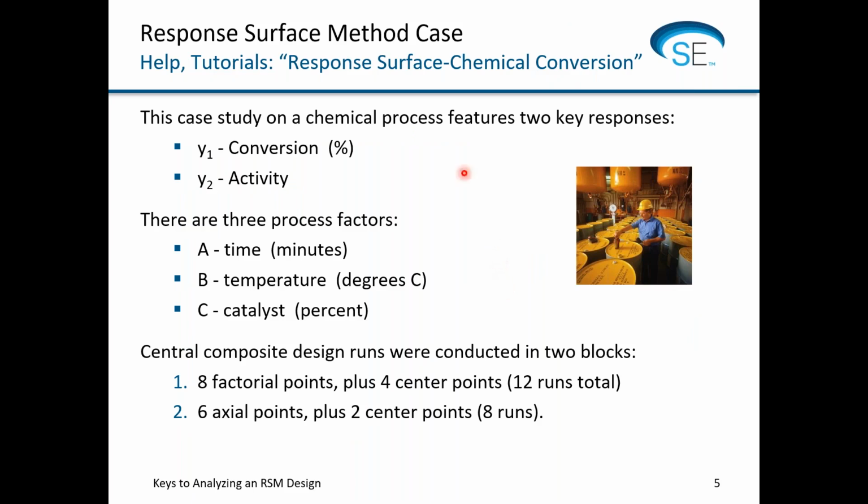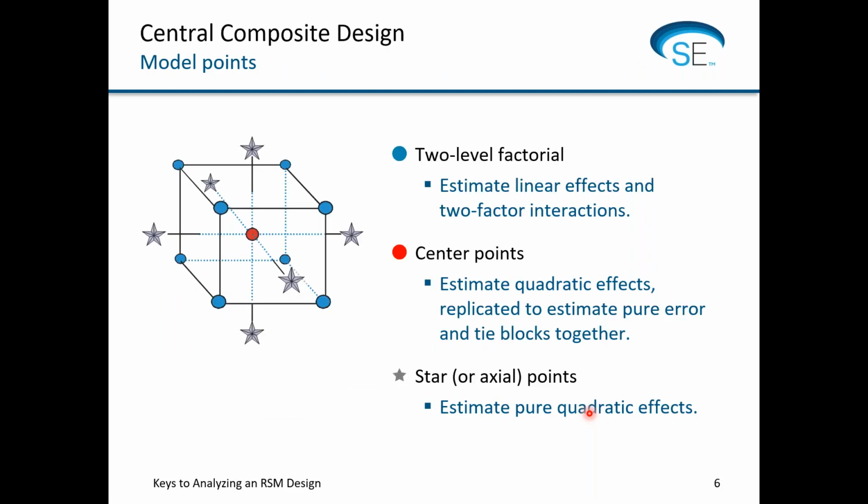The case study that we're using is one that you can find in Design Expert, any version that you have. Go to the help system, go to tutorials, and you'll find the one called response surface chemical conversion. That central composite design features 2 responses, percent conversion and activity. I will probably only be looking at the first response today. There are 3 process factors: time, temperature, and catalyst. And the experimenters split their design into 2 blocks so they can run it over 2 days. The first block will have our factorial points plus some center points, and the second block will have the axial points.